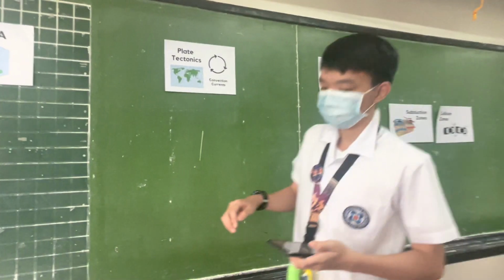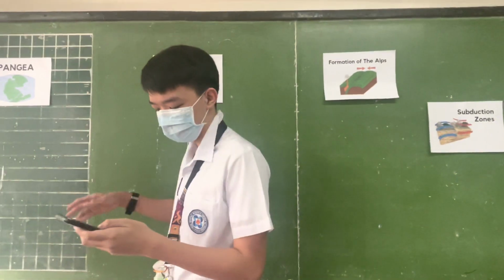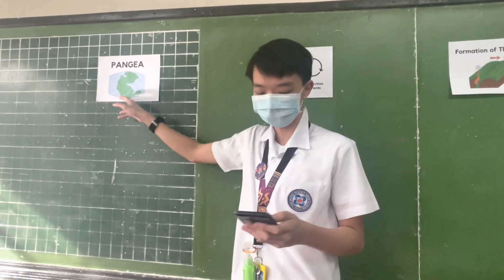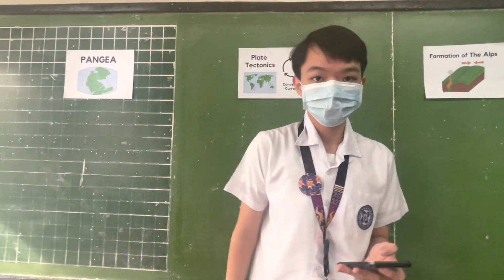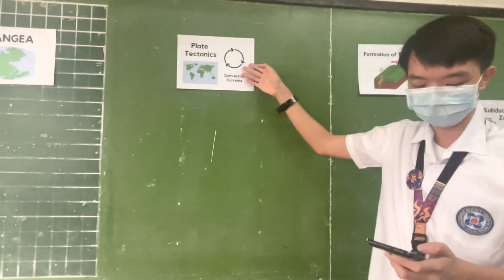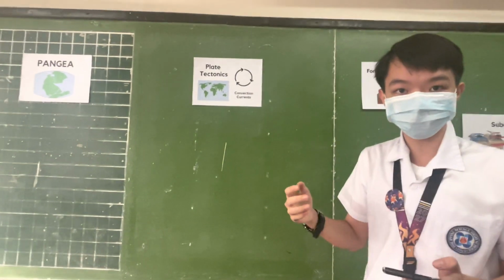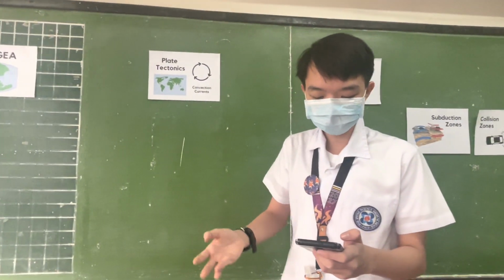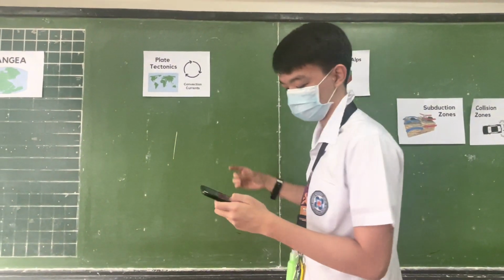So now, based on Miguel, we already know that the Pangaea is split into two parts, the Laurasia and the Gondwana. However, what exactly caused these to break apart? Well, in plate tectonics, there's a concept called the convection currents, wherein the currents are formed due to hotter magma sinking and colder magma rising inside the mantle, thus causing currents.